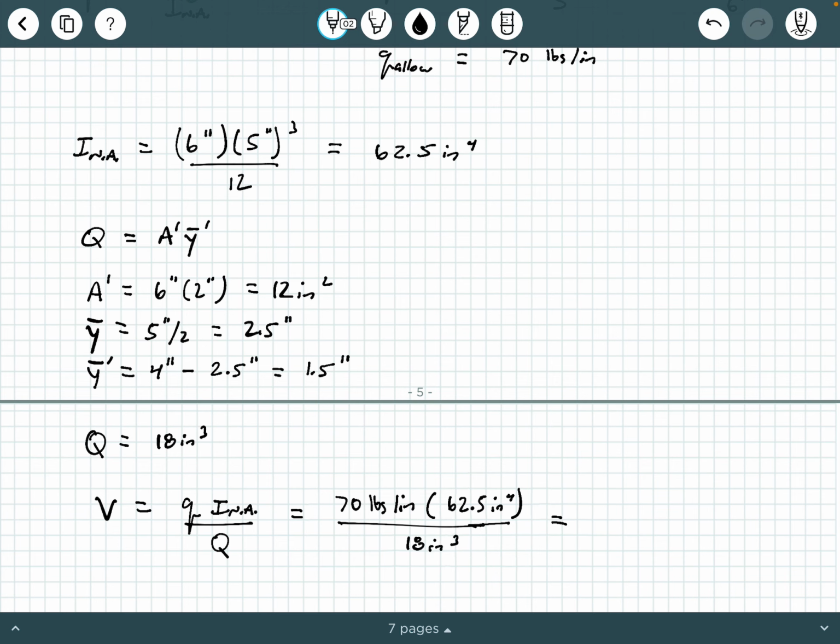And what do we get? Well, we're going to get 70 times 62.5 divided by 18. And so we get 243 pounds as that shear force, okay? So that concludes this example.